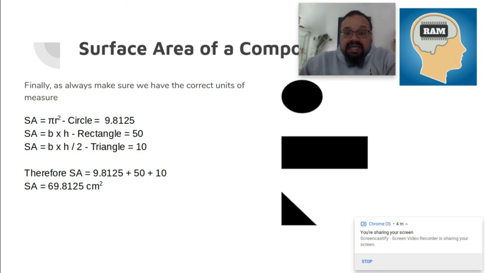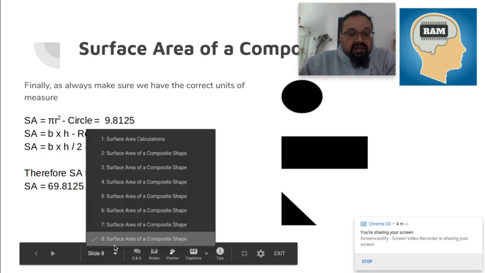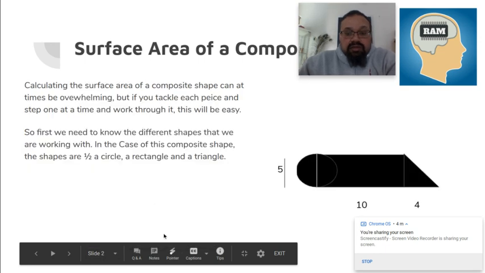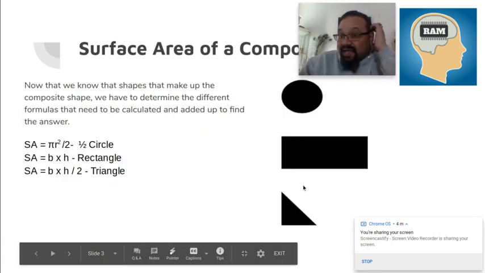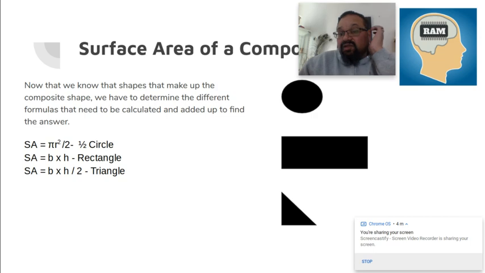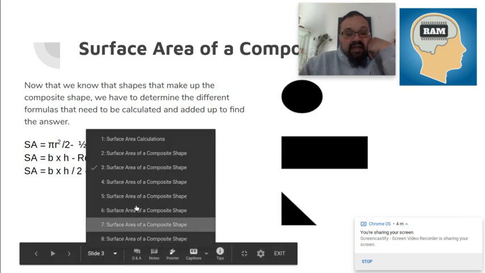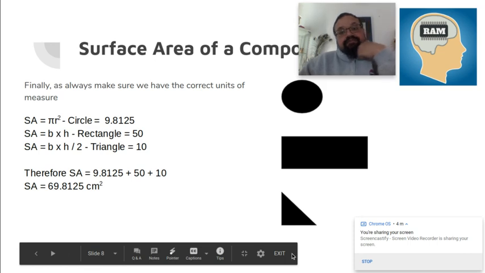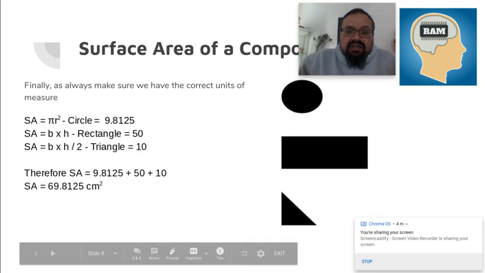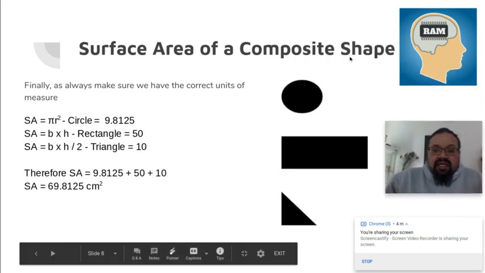So remember, the key steps in calculating the surface area are, if we recall, going back to slide number 2, we take the composite shape, we split it into the shapes that make up the composite shape. That allows us to use our formulas, and then we calculate through the formulas to get to our final answer. Okay, hopefully this helps as a review on calculating the surface area of composite shapes.